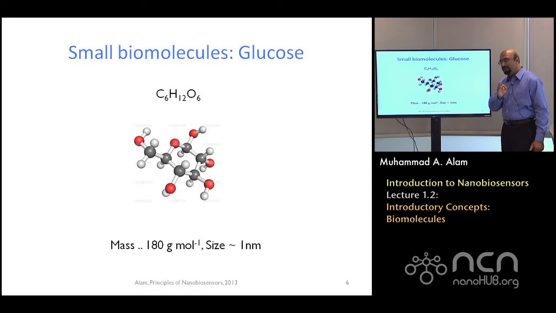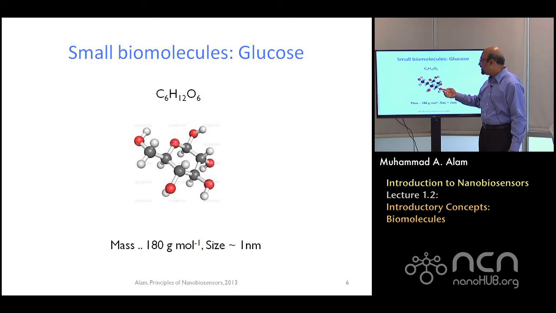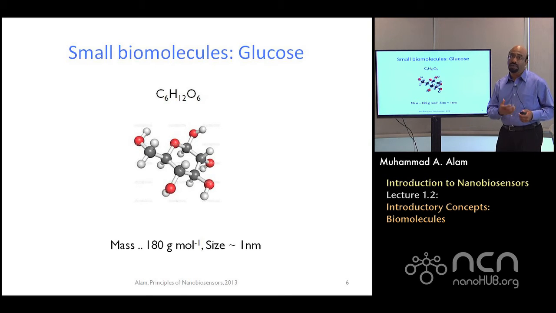The important point here for this molecule is that they are too small to be detected by a mass-based sensor, let's say a cantilever-based sensor. It's very small. And the second is it doesn't carry much charge. This is all generally charge neutral. And so potentiometric sensors may not work either.